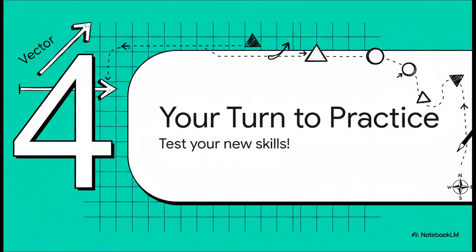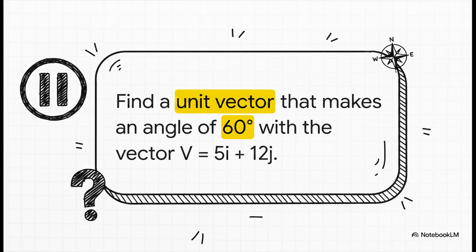Okay, now that you've seen the whole process, you know the best way to really make this stuff stick is to try it for yourself. So it's your turn to go on a little vector quest. Here's your first challenge. Find a unit vector that makes an angle of 60 degrees with the vector v equals 5i plus 12j. The steps are exactly the same as what we just did. Go ahead and pause here, run through our 3-step game plan, and see what you get.